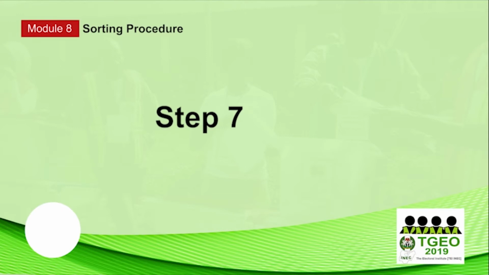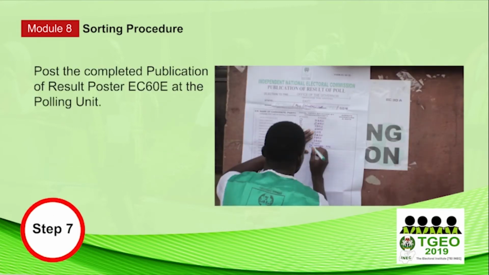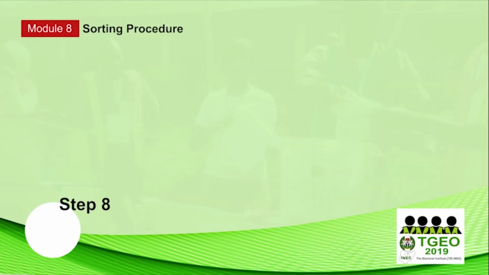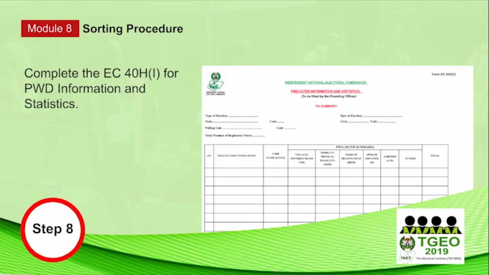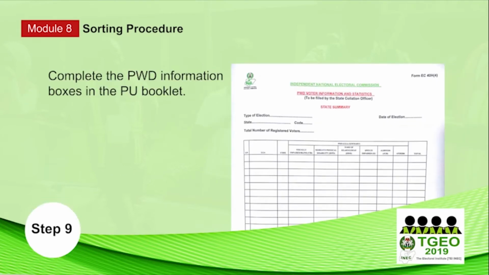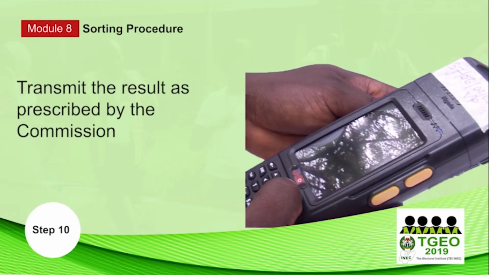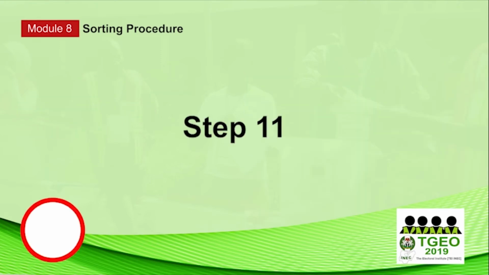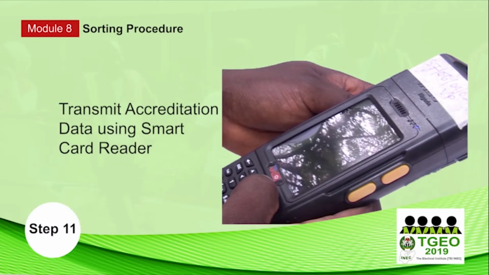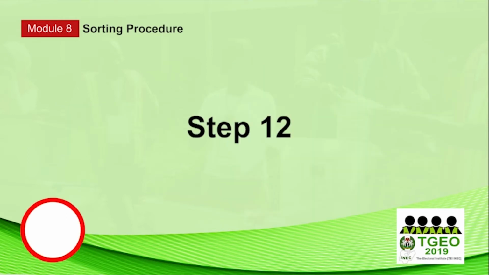Step 7. Post the completed publication of result poster EC60E at the polling unit. Step 8. Complete the EC40H 1 for PWD information and statistics. Step 9. Complete the PWD information boxes in the PU booklet. Step 10. Transmit the result as prescribed. Step 11. Transmit accreditation data using Smart Card Reader.